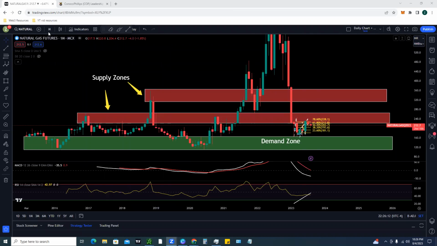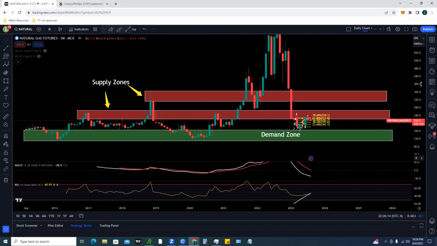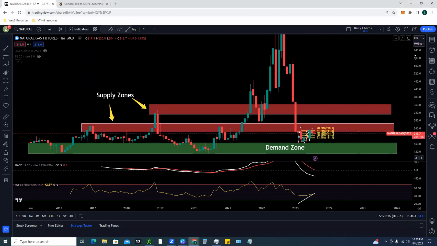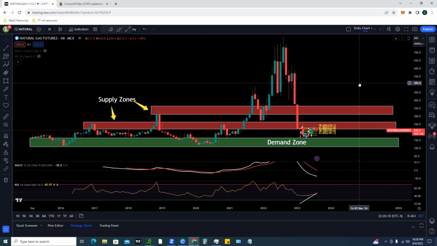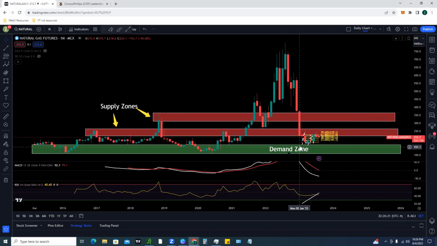So we're here on the monthly chart, just so you can get a sense of a little bit more of the macro view of things when it comes to natural gas and the natural gas futures. We have this very strong demand zone, which you'll see when we zoom in on the 4-hour chart. We've had a very, very strong demand.